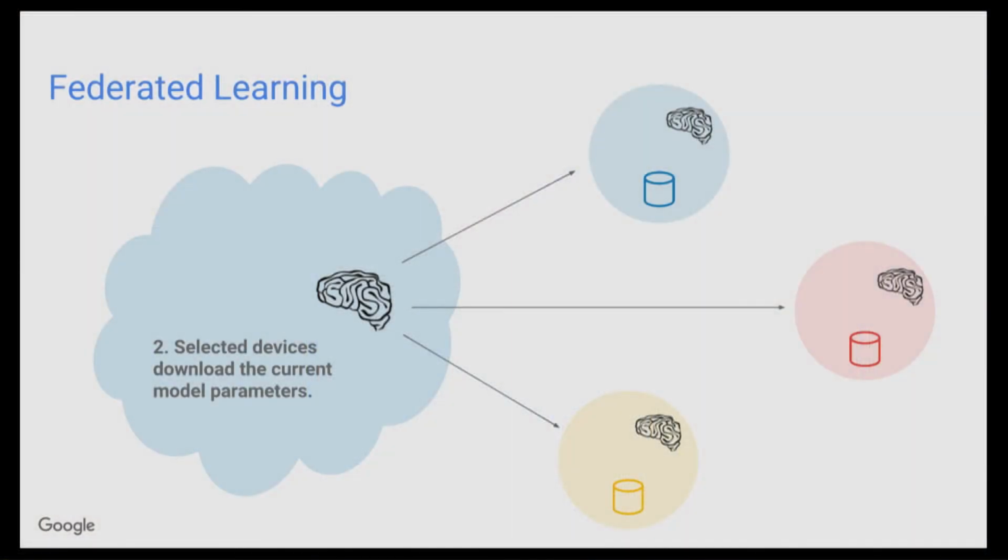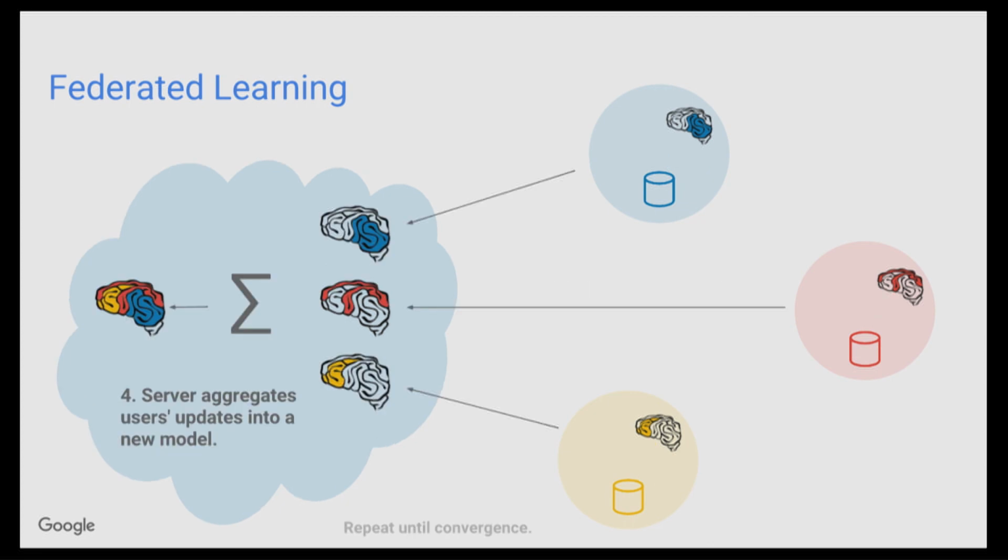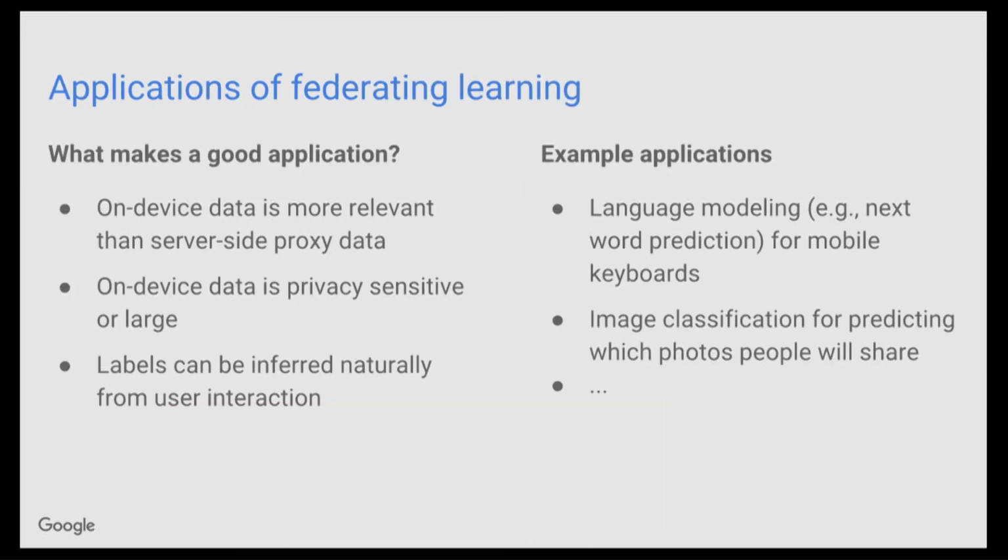And then each one of those devices is going to download the current model parameters. Now we're going to run the core training on each device independently on that local cache of training data. And then those devices will each contribute a suggested update back to the global model. And then the role of the server in the cloud here is just to aggregate those updates.